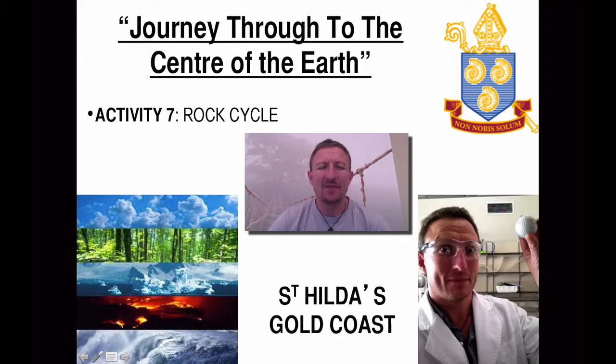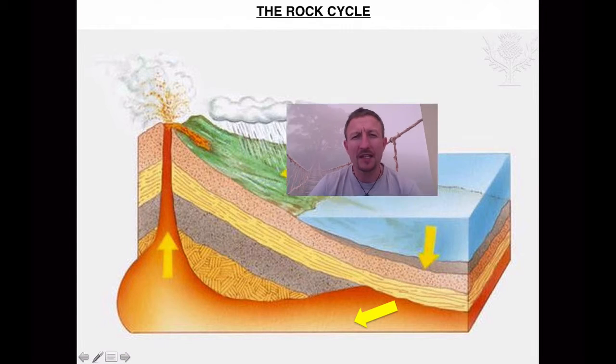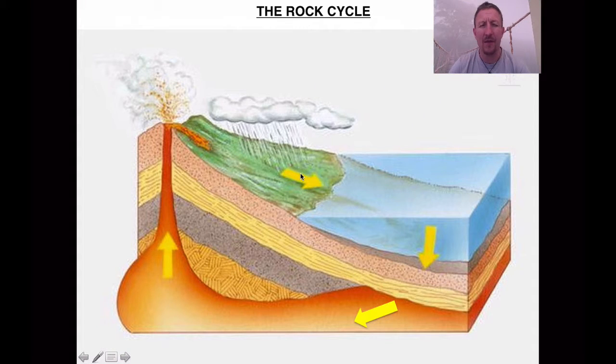This is activity 7, which is the last activity for year 8, and in this activity we're going to be looking at the rock cycle. Okay, so basically the idea of the rock cycle is the fact that everything on this planet does not remain in the same state all the time. It's going to change and move.